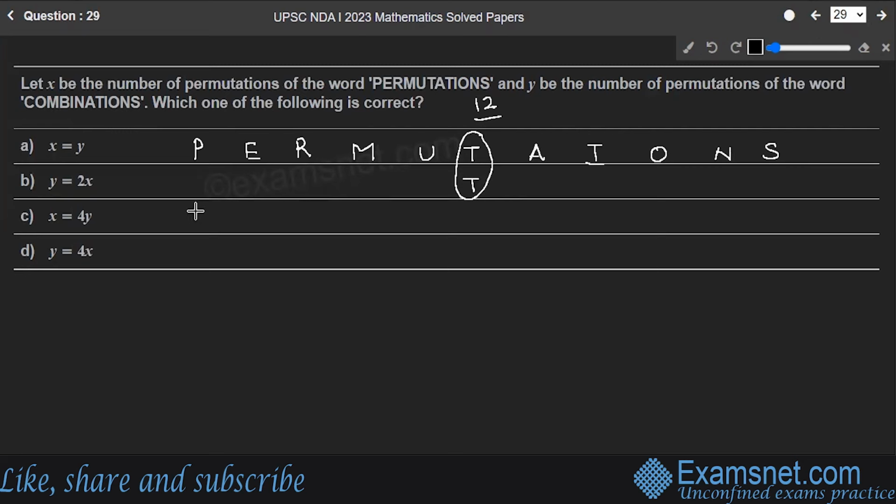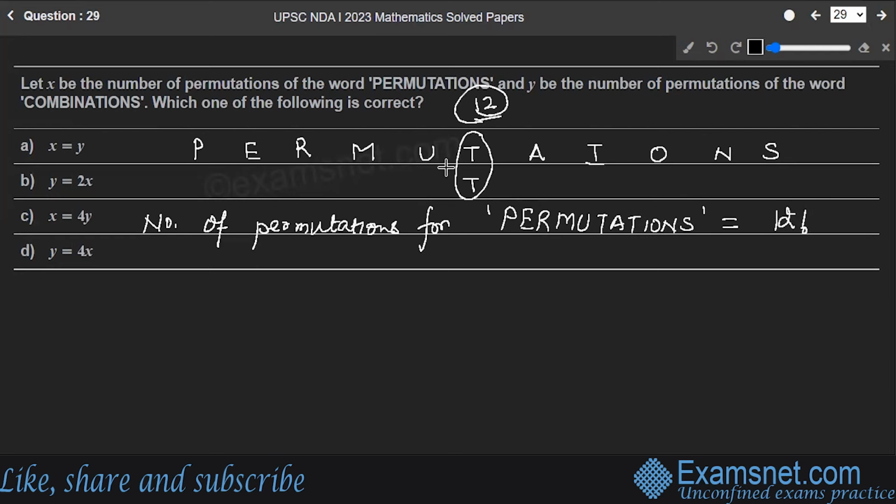So the number of permutations for the word PERMUTATIONS, you have to pay attention. S is there, so you can't miss any alphabet. It is given by 12 factorial, because the T is repeating itself, so it will be 12 factorial divided by 2 factorial. This is given to you as X. So X is equal to 12 factorial upon 2 factorial.